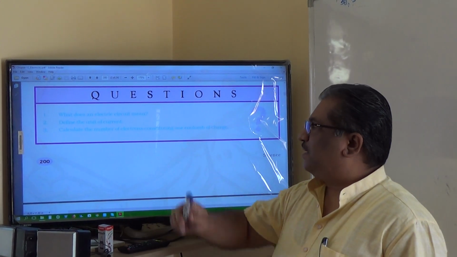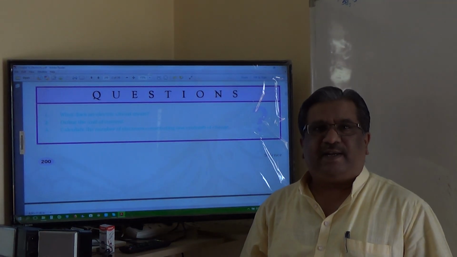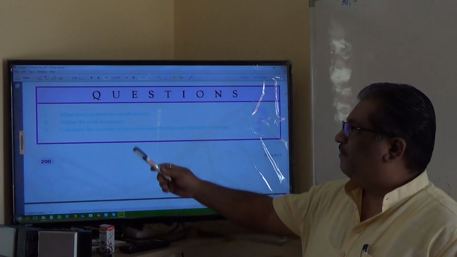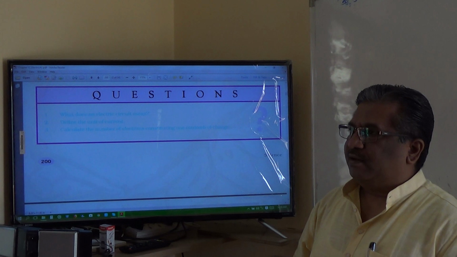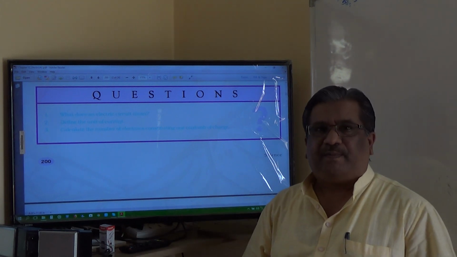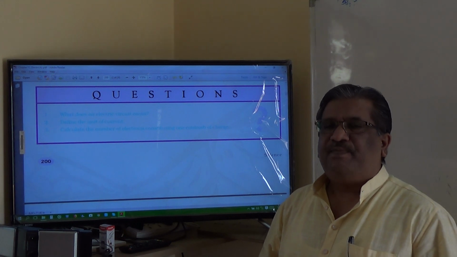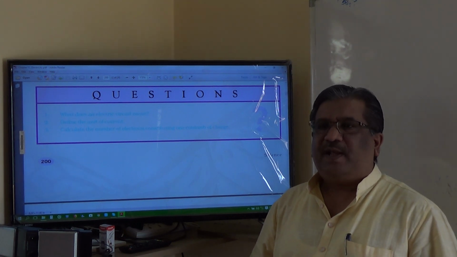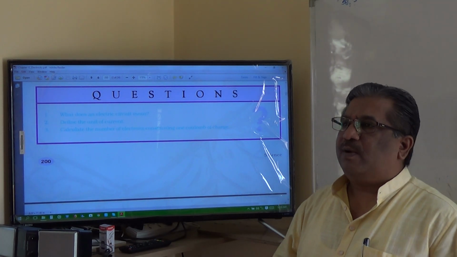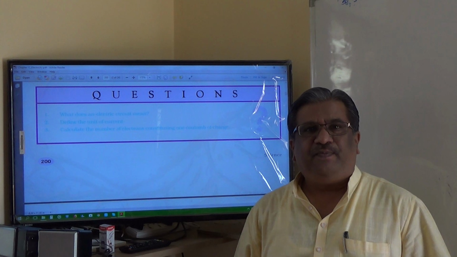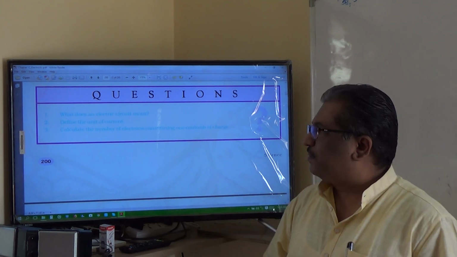What does an electric circuit mean? A closed continuous path for the flow of electric current is called an electric circuit. Define the unit of current. What is the unit of current? Ampere. So the question is define 1 ampere. I equals Q by T. The formula for current is I equals Q by T. That means a current through a conductor is said to be 1 ampere when 1 coulomb of charge flows across the conductor in 1 second. So I hope you are understanding how to define that.